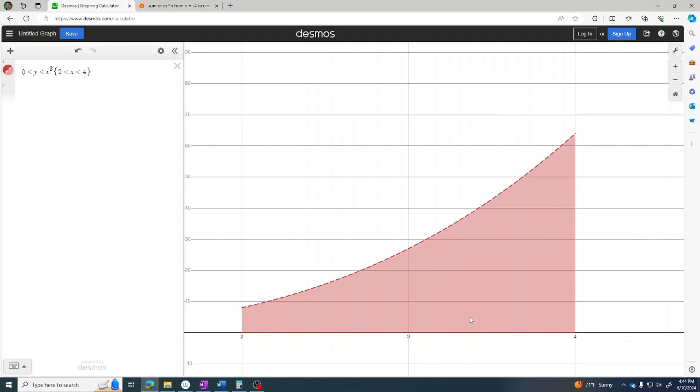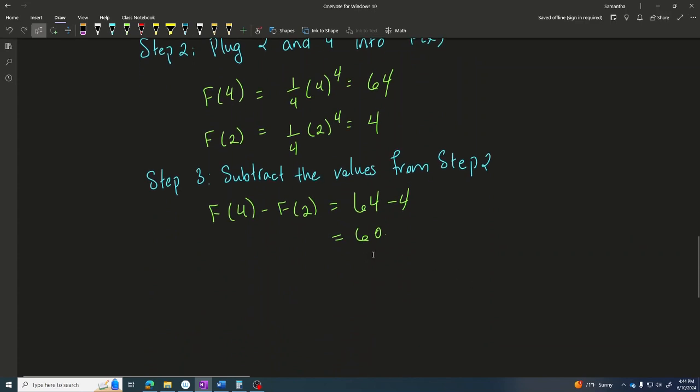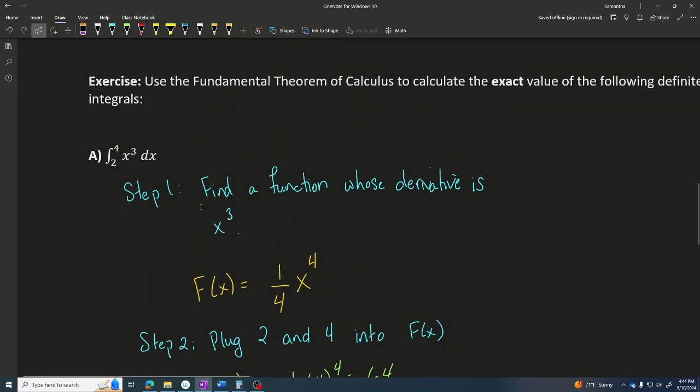So just by counting blocks, we can see that we have about 6 blocks underneath this net area, each of area 10 square units. So I would estimate a net area of approximately 60 units just by eyeballing this graph as well. What we have found using the fundamental theorem of calculus is not only is the net area approximately 60 units, the net area is exactly 60 units. And we have found that using this 3-step process in the fundamental theorem of calculus.